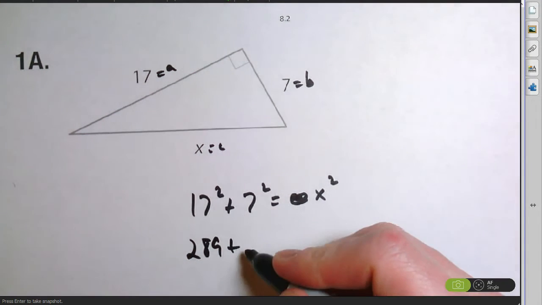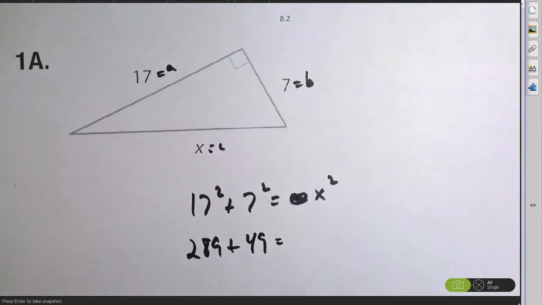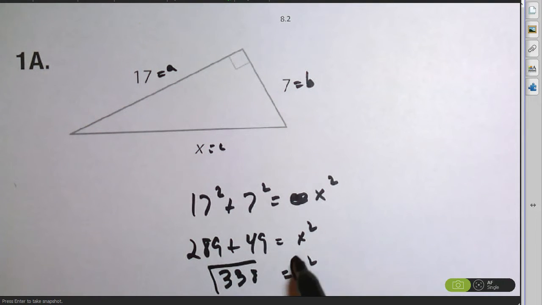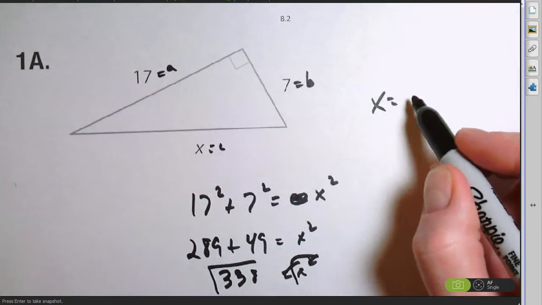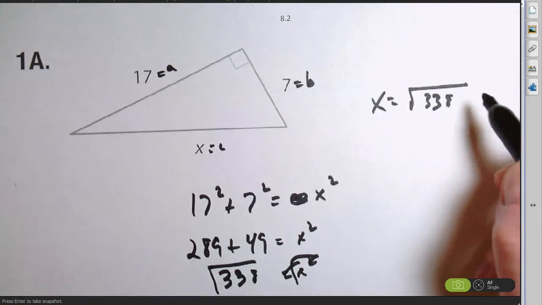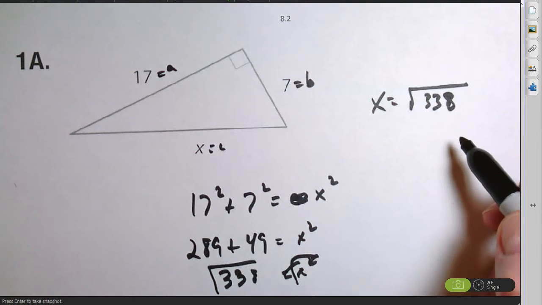I'm doing this a little late, so I'm kind of tired. Plus 49 equals x squared. This ends up giving us 338. And now to solve for this, take the square root of both sides to cancel it off. Now again, this chapter we are going back to simplifying square roots. So 338, if you say that as your answer, that's wrong.